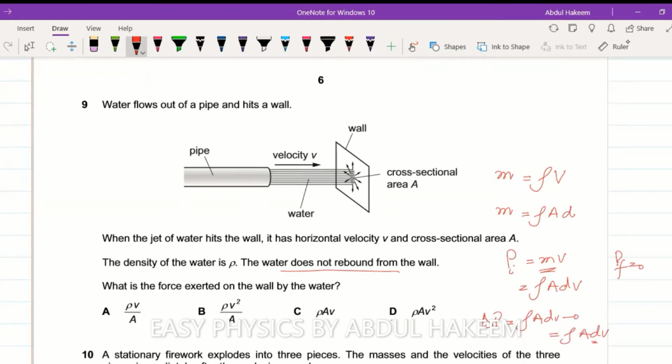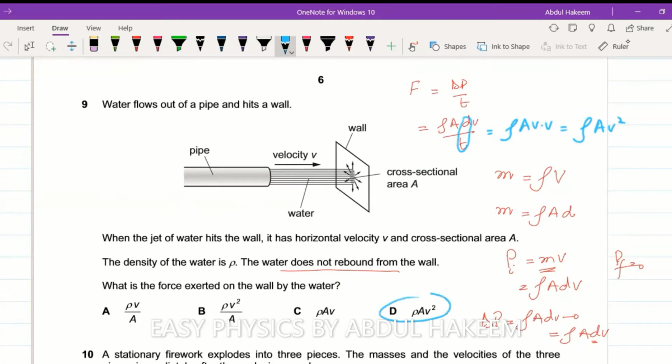Now, force is required. According to Newton's second law, F is equal to change of momentum divided by time. So the change of momentum is rho A d times v divided by t. But this d divided by t is also velocity, speed. So rho A v times v. The final expression will be rho A v squared. So the answer is D.